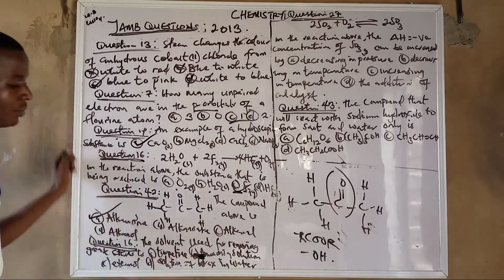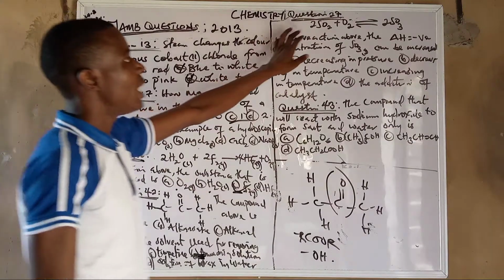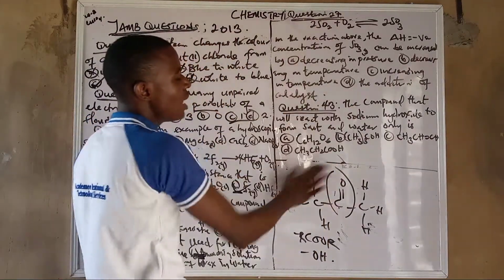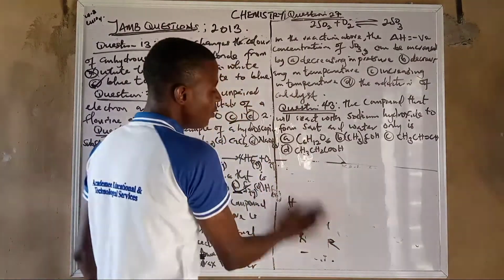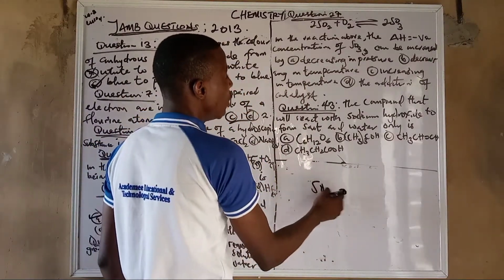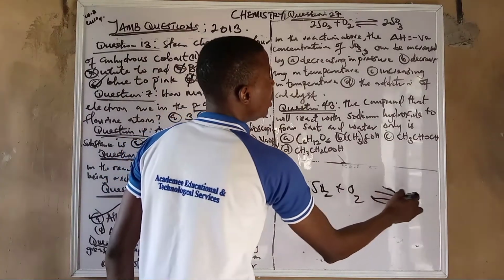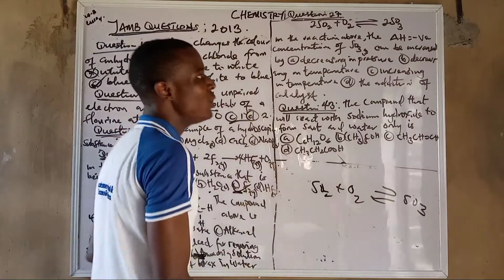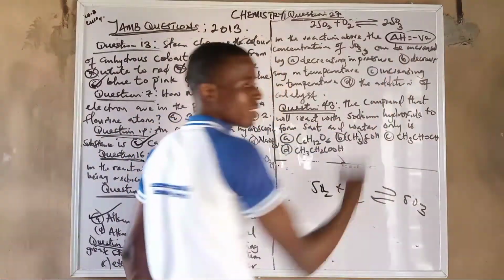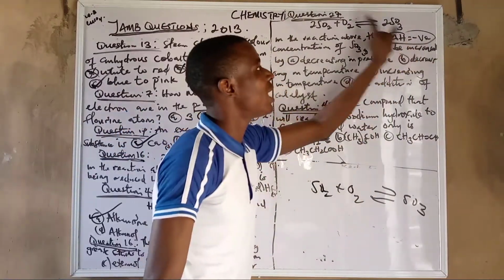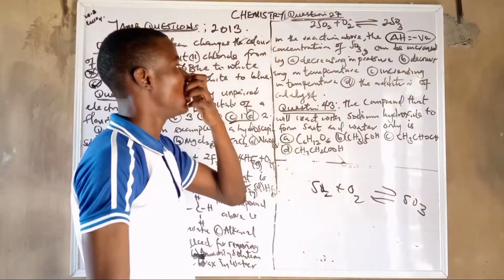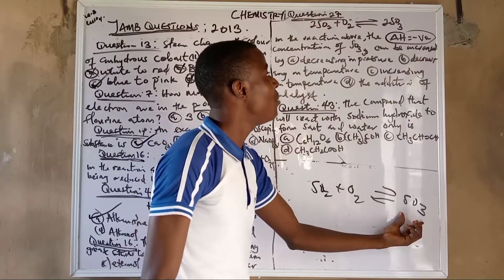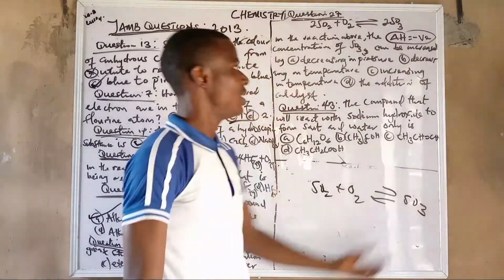Let's move on to the next question, question 27 under 2013. You notice this question is under chemical equilibrium. You were given this particular equation, SO2 plus O2 giving SO3, sulfur VI oxide. In this question, you have to take note of the sign given. This sign signifies the reaction is an exothermic reaction.